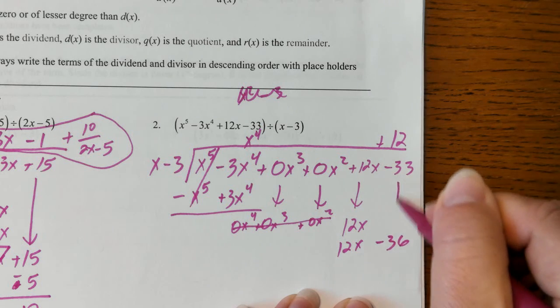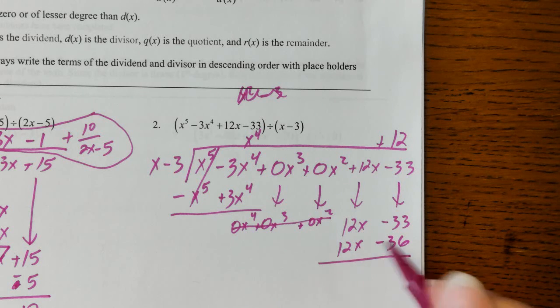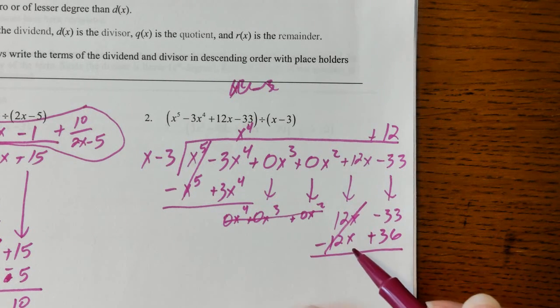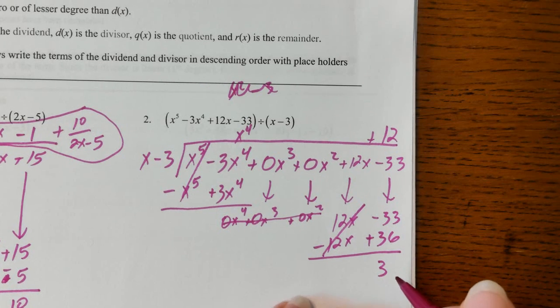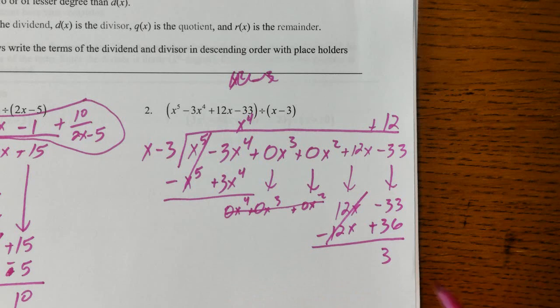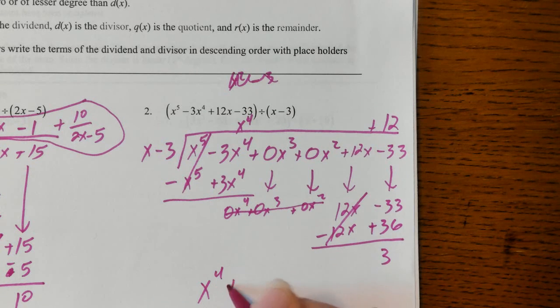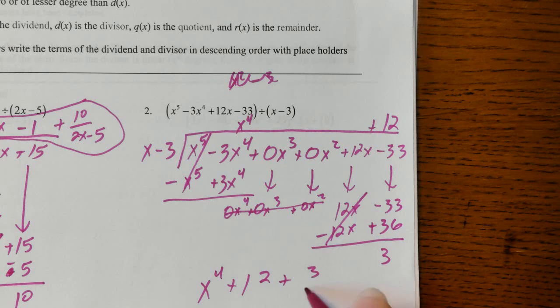In fact, I might as well go ahead and bring down that minus 33 as well. Okay? When I subtract, these signs change. 12x and negative 12x cancel. Negative 33 plus 36 is positive 3. 3 is our remainder. So the quotient, the answer to this division problem, is x to the 4th plus 12 plus this remainder of 3 divided by x minus 3.